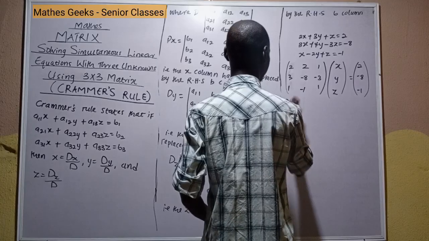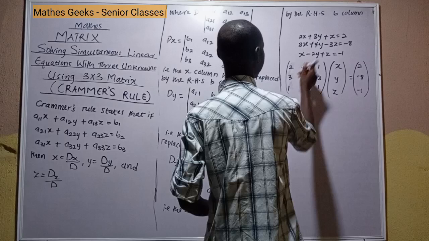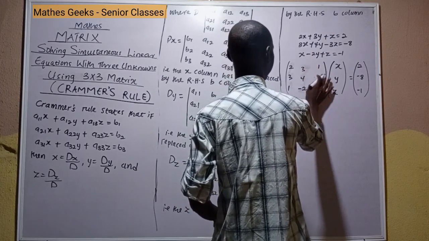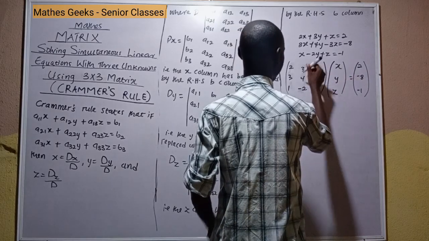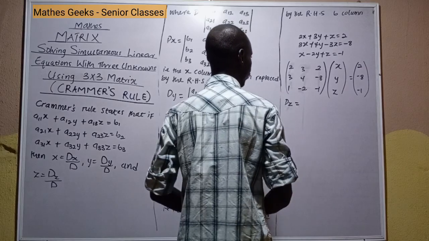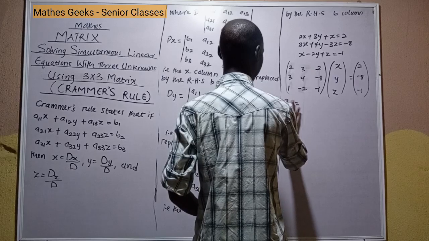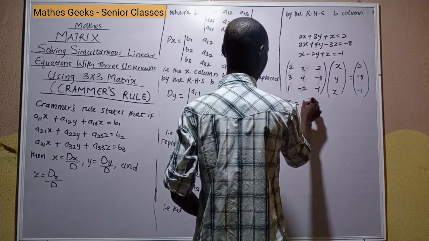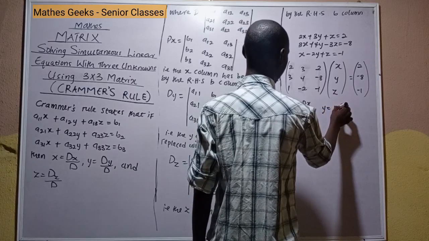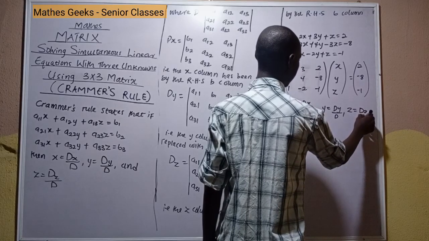Same thing goes for the z. So to get the z, replace the z column with the answer column: 3, 4, minus 2, 2, minus 8, minus 1. Then look for the determinant of this 3 by 3 matrix. And once we've gotten that, the x solution will be dx over d, then y is equal to dy over d, and z is equal to dz over d.